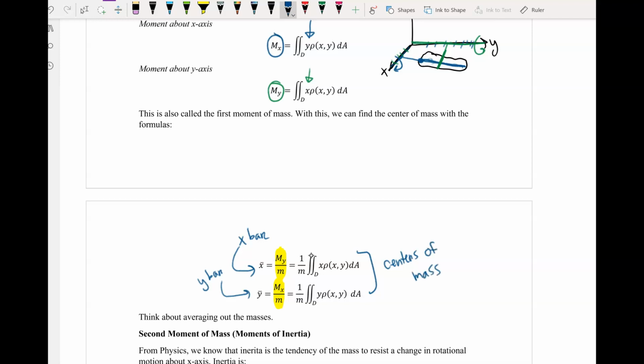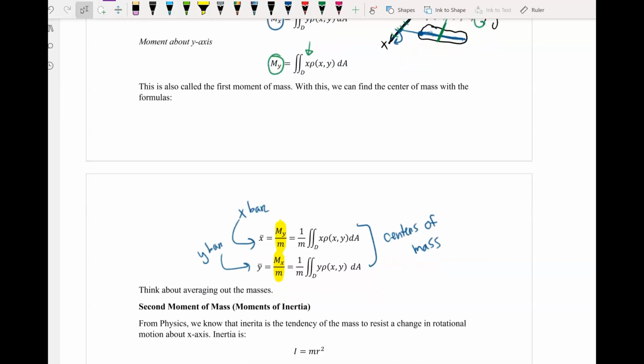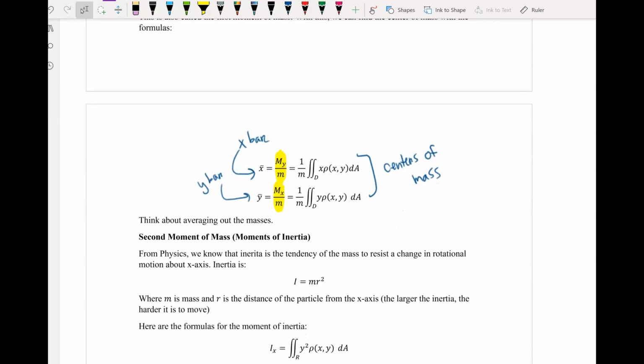Again, the formula is not pretty, but one thing you can think about is averaging the masses. You're just averaging all the masses together. Alrighty, so now let's go ahead and go here.